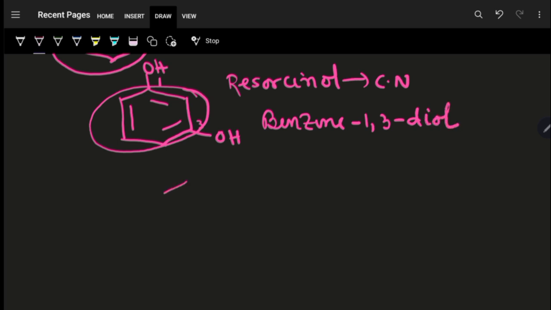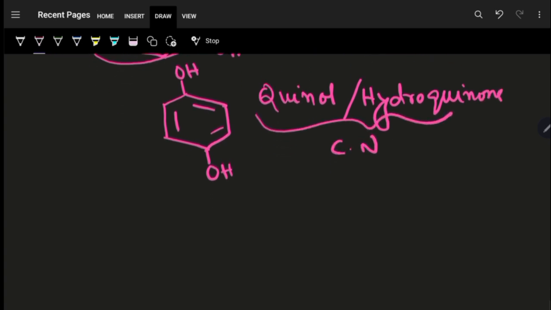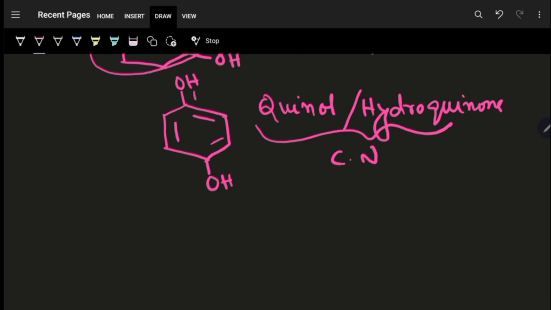If I change the position and bring it down to the 4 position, then this is OH at position 1 and another OH at position 4. Now this is a quinol system. It's quinol, or it's also known as hydroquinone. These are the common names, and the IUPAC name will be, for positions 1 and 4, benzene-1,4-diol.